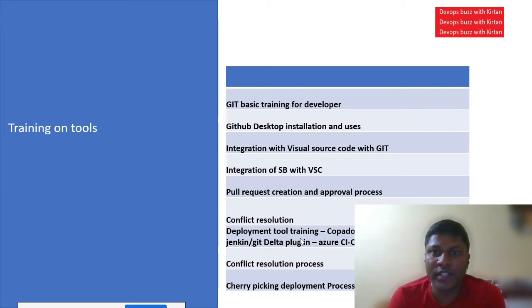Then GitHub Desktop installation and usage, integration of Visual Studio Code with Git, integration of sandbox with Visual Studio Code, pull request creation and approval process, conflict resolution, deployment tool training like Copado, Gearset, Flosum, and Jenkins, Git Delta plugin with Azure CI/CD, then conflict resolution process, and cherry-picking deployment process. These are the basic training that needs to be completed by the developer and a release team member.